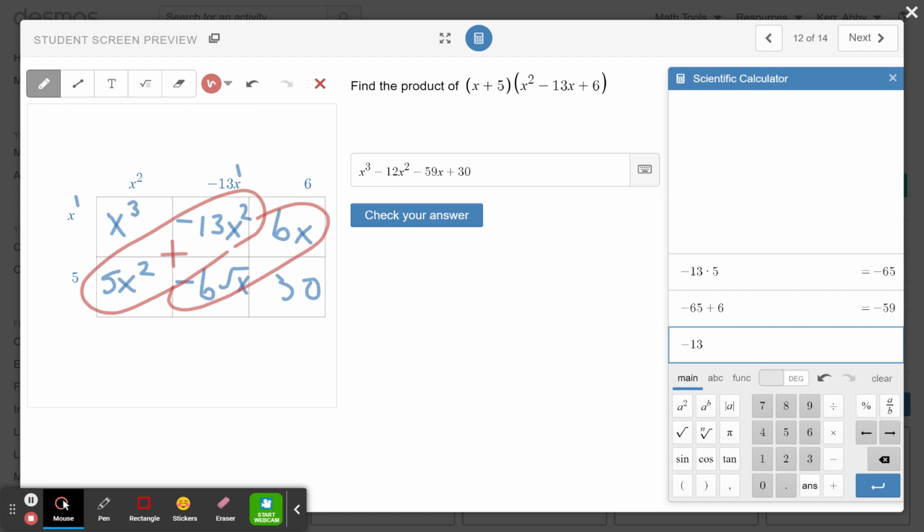So negative 13 plus 5 is my error, so it should be actually negative 8. So always double check, always use a calculator if you need to.